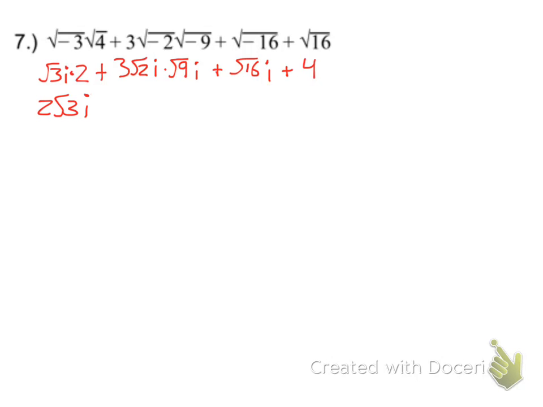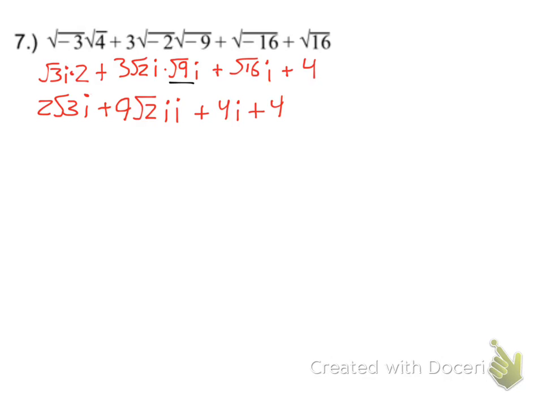Now, can you guys agree that square root of 9 is just 3? And 3 times 3 is 9. So I'll have plus 9 square root of 2 i. Because square root of 16 is 4, so it's 4i plus 4. That's it? Got to keep going.